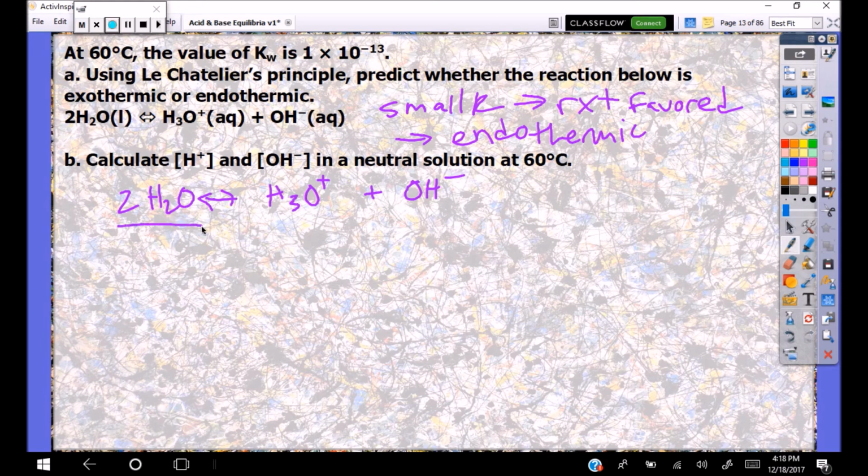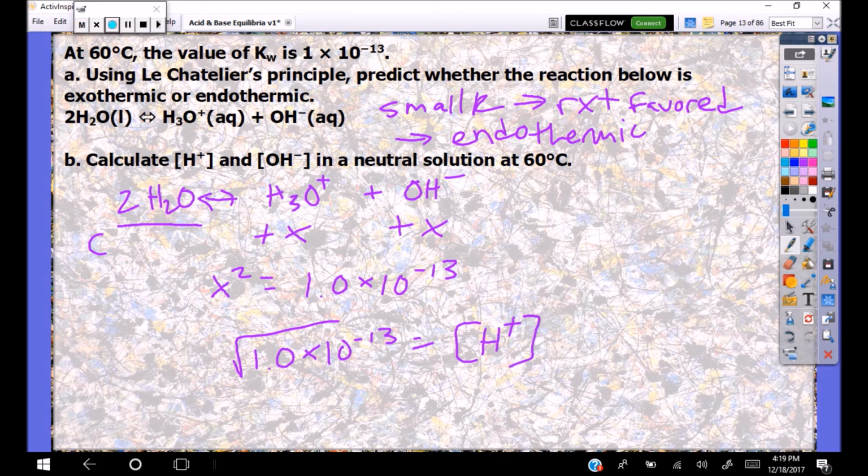So we know that these are pure liquids. If we were looking at a rice table, we wouldn't actually include that. But if we're looking at just our change, we know that this goes up by plus X, this goes up by plus X. Now we assume that the original concentration is 0 because it was all water to begin with. And so we're causing a shift to the right. All right, so I could say X times X, which would be X squared, equals my KW value. All right, and I would just have to do a square root of this, and the square root of 1.0 times 10 to the negative 13th would give me my concentrations of H plus, which are equal to my concentrations of OH minus.